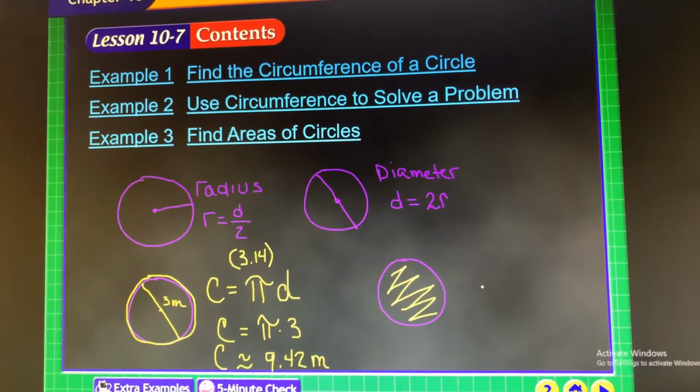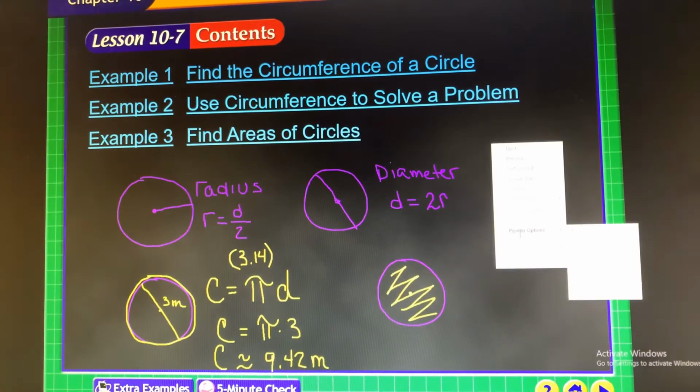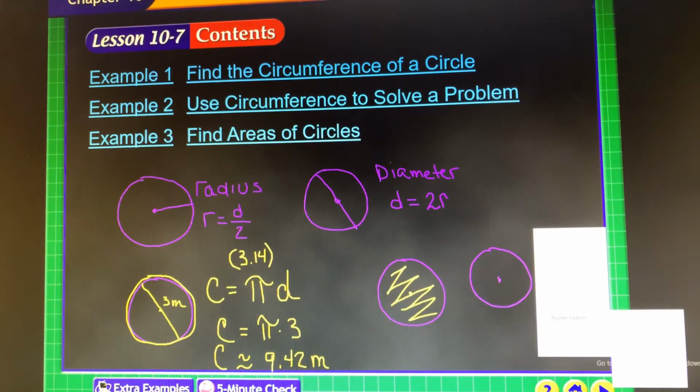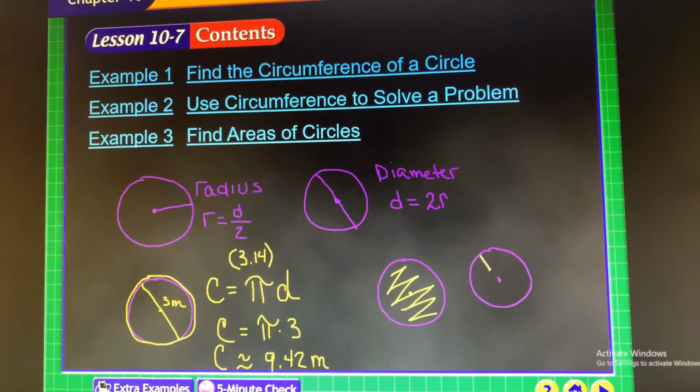So when I find area of the circle, again, I need to have information first. I think I'm going to draw another circle for you though. So let's put a circle down. And let's do it again. This time, well, let's stick with what we had. And I'm going to go ahead and draw our diameter again. And I'm going to say the diameter is still 3 meters. Okay?